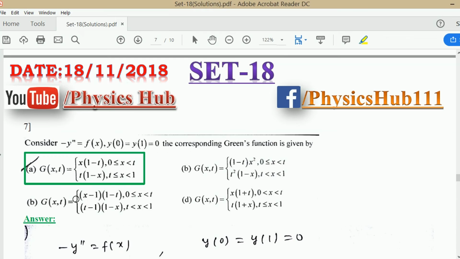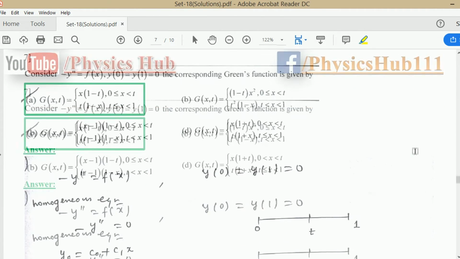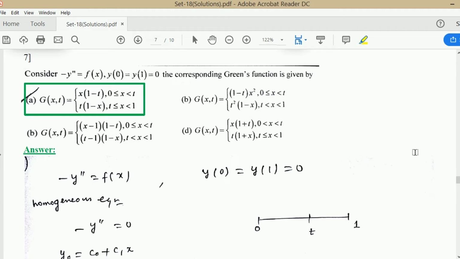Going to question number 7: consider minus y double prime equals f of x, y at 0 equals y at 1 equals 0. The corresponding Green's function is... Now the questions related to Green's function have started.